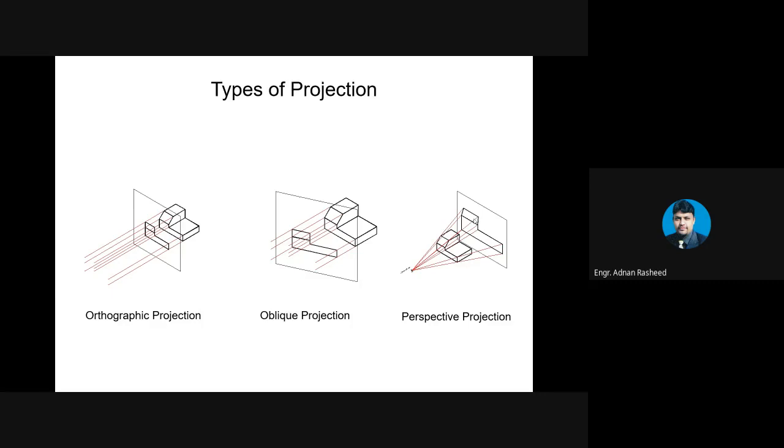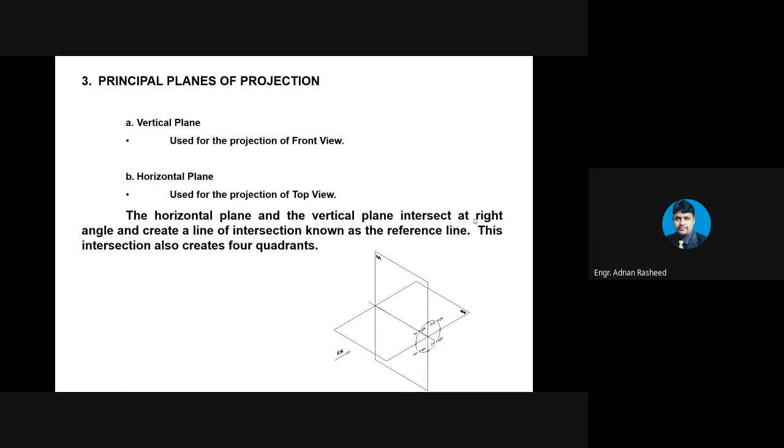Let's start with the principal planes of projection. While you are defining the projection, we know that there must be a plane of projection where the image can be formed. So we will talk about those planes. Basically we have two principal planes, the rest are auxiliary planes. The two principal planes are the horizontal plane and the vertical plane.